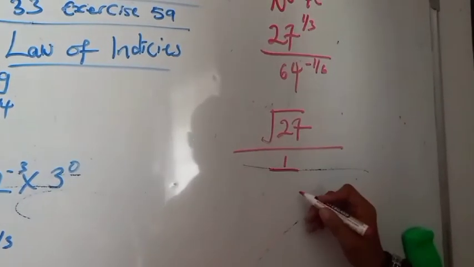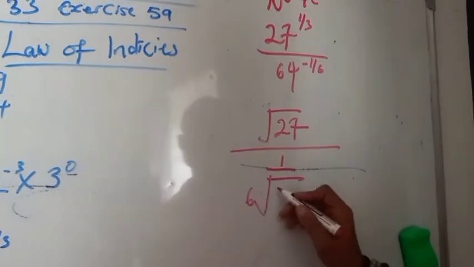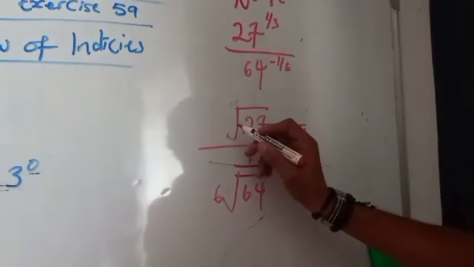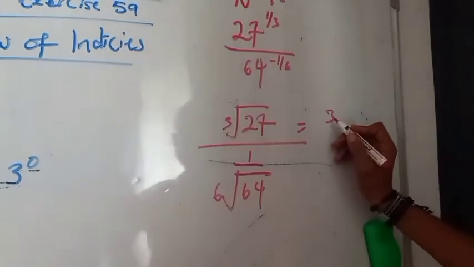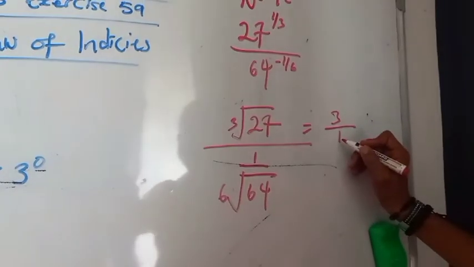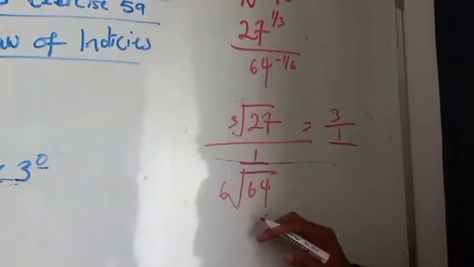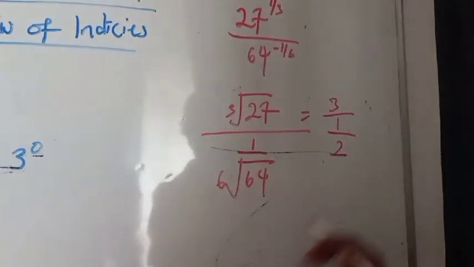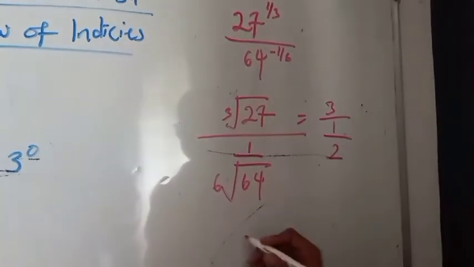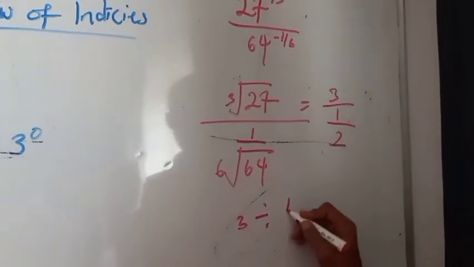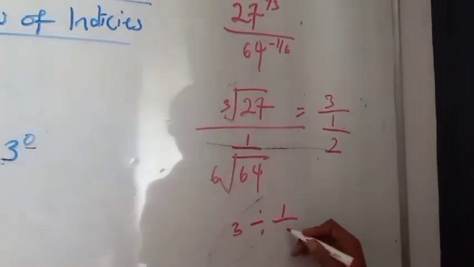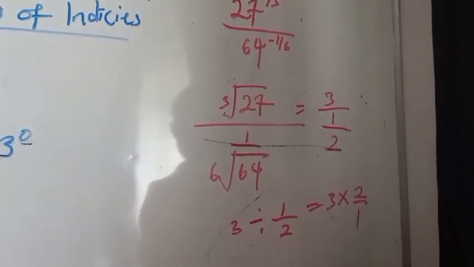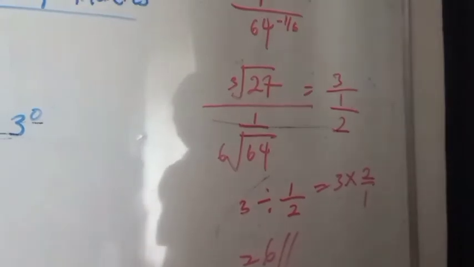So 1 over the 6th root of 64 equals 27. The cube root of 27 is 3. And 1 over the 6th root of 64 is 2, because 2 times 2 times 2 times 2 times 2 times 2 gives 64. So we expand it now. After expanding, 3 divided by 1 over 2, which means 3 times 2 over 1 equals 6. 6 is my final answer.